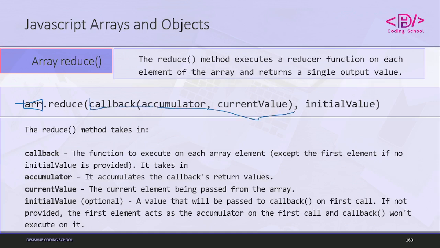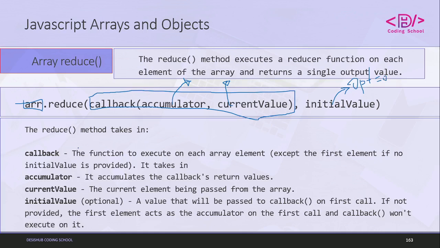So this one is the callback function, and the callback function takes in two parameters, the accumulator and the current value. The current value is the value being accessed in the array, and the accumulator is what keeps adding or reducing as we go on through the other values. And the third value is the initial value, and this one is sometimes optional. If you don't pass in any, it takes it as 0, so it will be 0 by default.